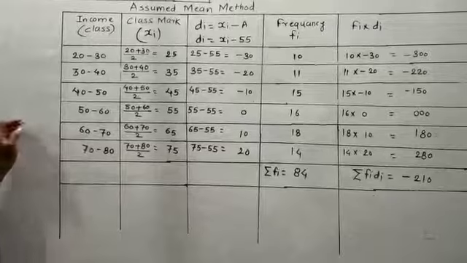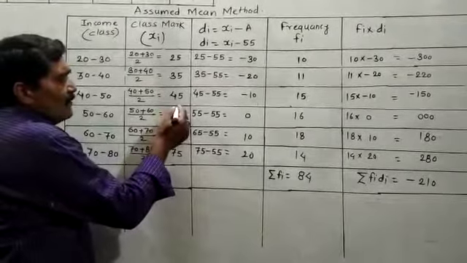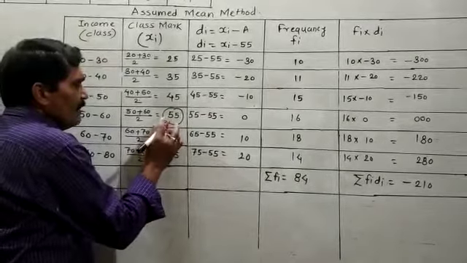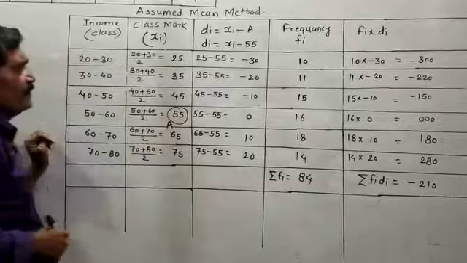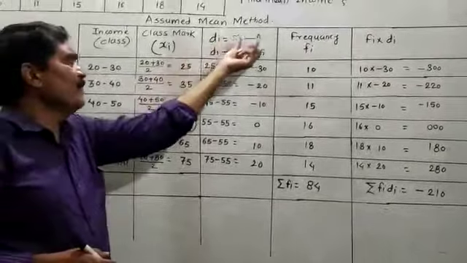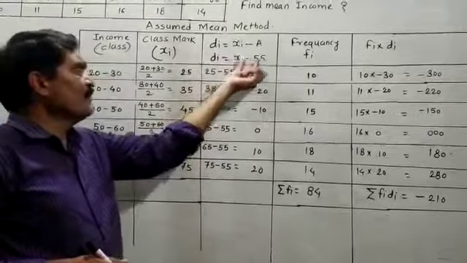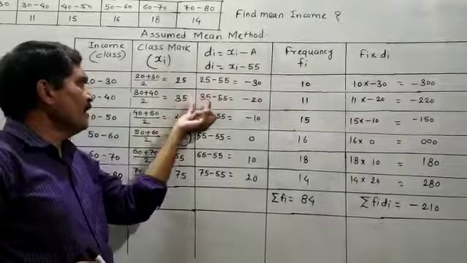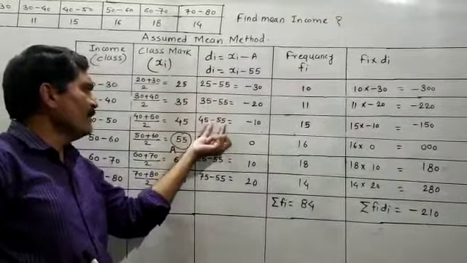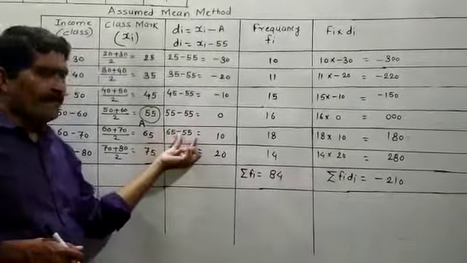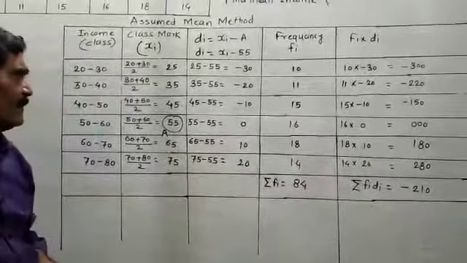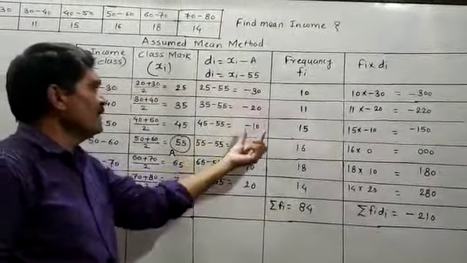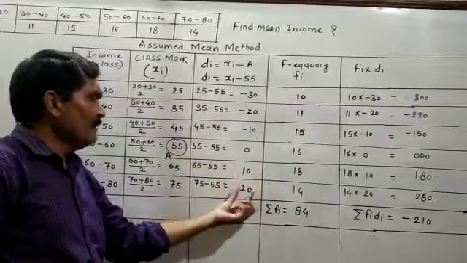Here you have to assume one of the class marks. I will assume this 55 as the assumed mean, so I will write this as A. Now you have to find the di. di is equal to xi minus a, so di is equal to xi minus 55. Here xi is 25 minus 55, 35 minus 55, 45 minus 55, 55 minus 55, 65 minus 55, and 75 minus 55. So the di for the first class will come minus 30, and the others are minus 20, minus 10, 0, 10 and 20.